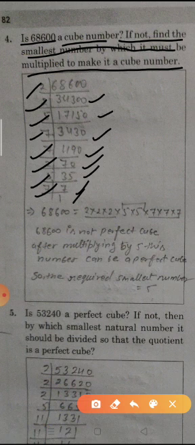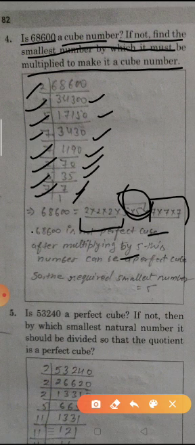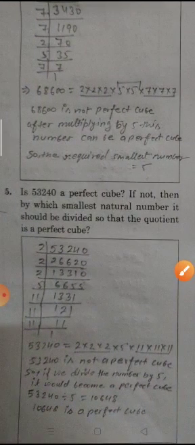So now pairing of three same digits, the same three numbers. So 1 is complete, 7 is complete. Now 5 is left. It is only 2 times 5, but we need 3 times to make a pair. So 68,600 is not a perfect cube, but when we multiply by 5, it is a perfect cube. So the smallest number we require is 5 to make a perfect cube.